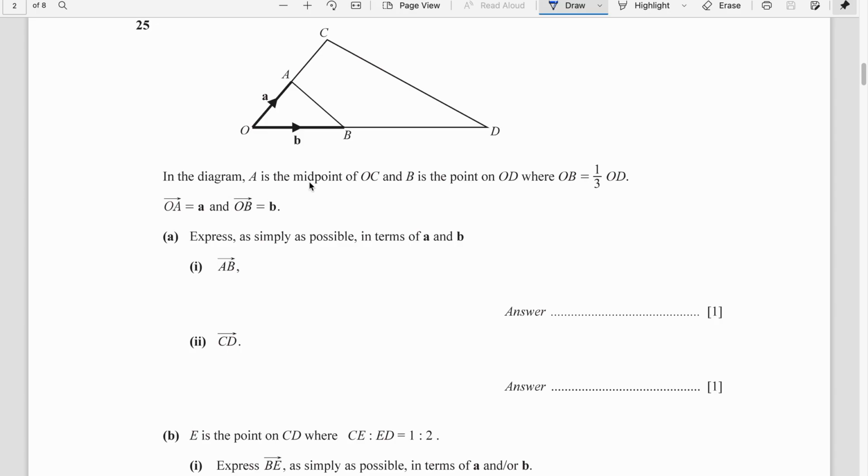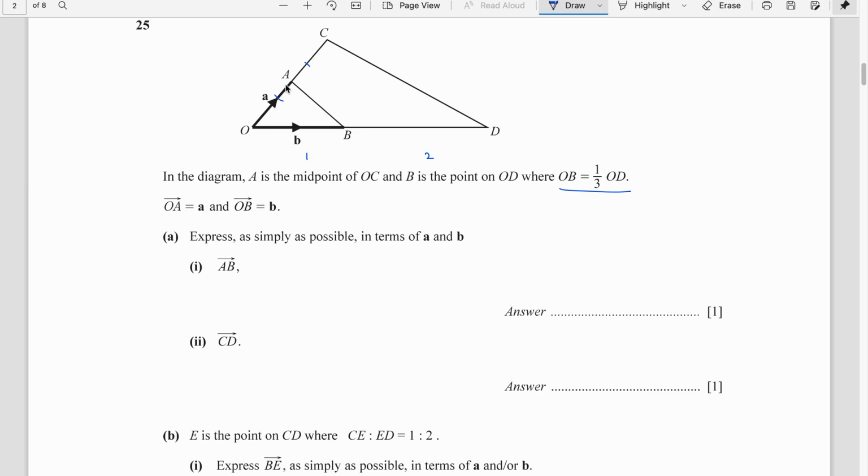Next question. In the diagram, A is the midpoint of OC. So if A is the midpoint, we'll mark that these two are equal. And B is the point on OD such that OB is 1/3 of OD. So this is 1 and this is 2. Express as simply as possible in terms of A and B.